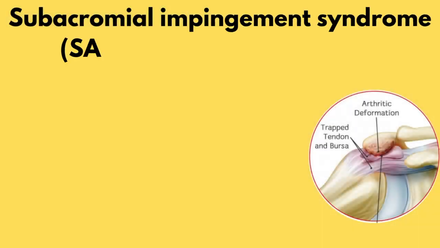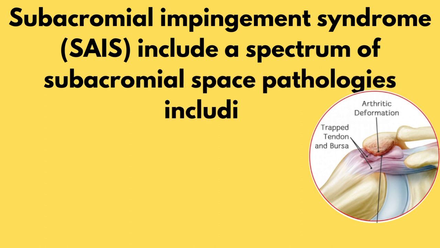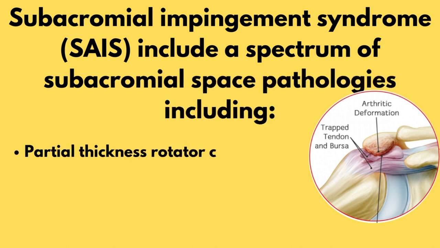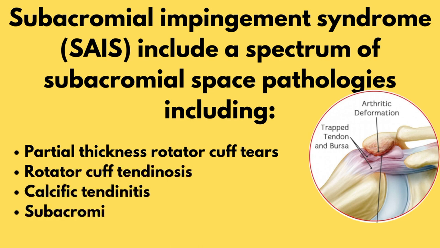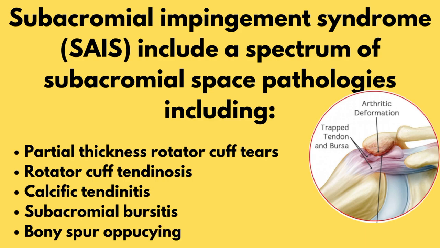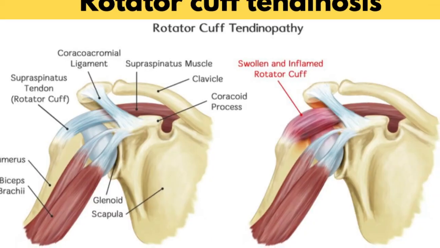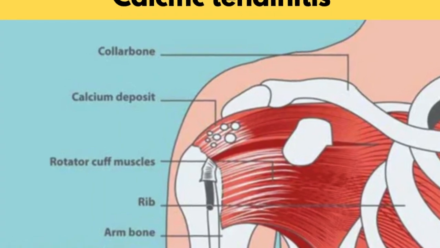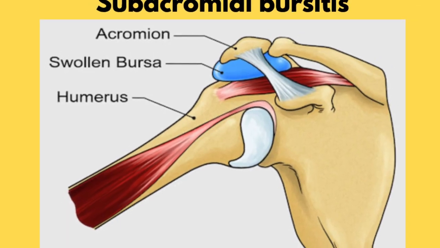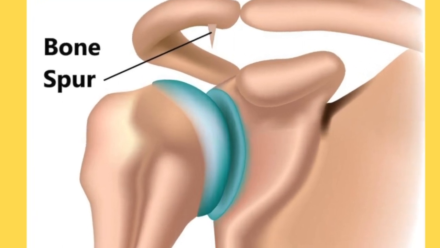First of all, I want to say that subacromial impingement syndrome is not a diagnosis in itself. In fact, it includes many different pathologies which affect the subacromial space. Hence, subacromial impingement syndrome. These are things like partial thickness rotator cuff tears, rotator cuff tendinosis, calcific tendinitis, subacromial bursitis, and also bony spur in the shoulder joint itself.